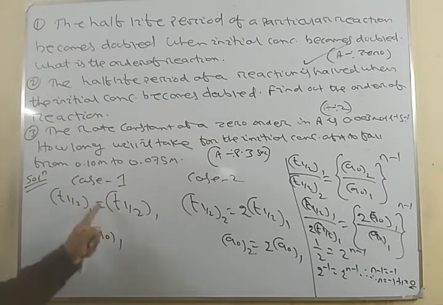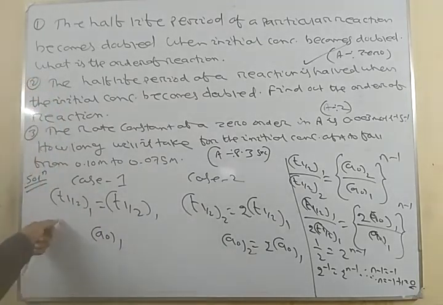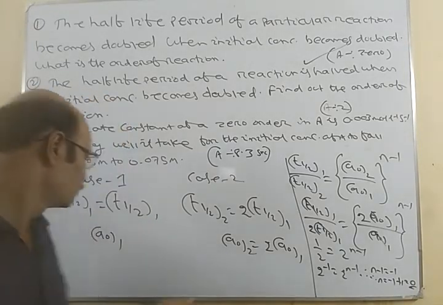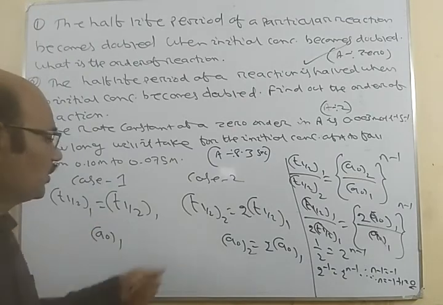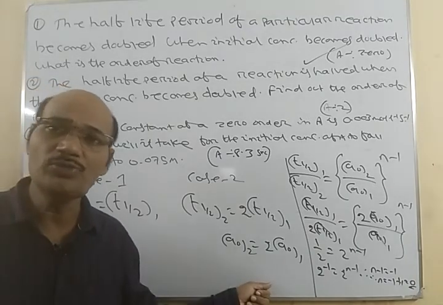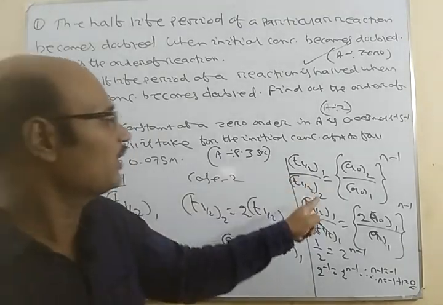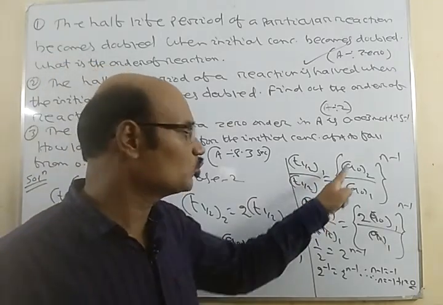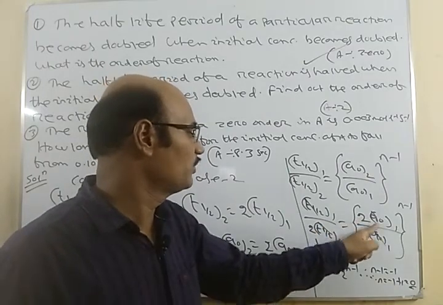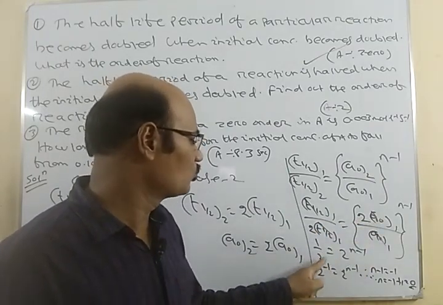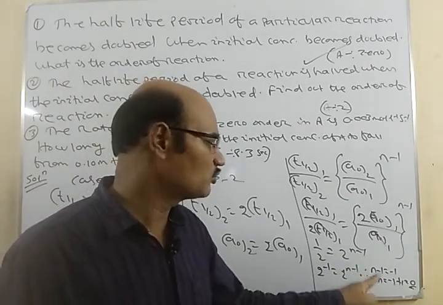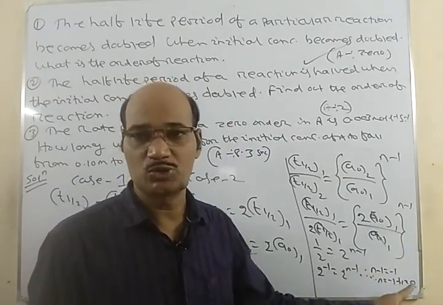So simply we can take the two cases. Case 1, the half-life period given with the initial concentration. Case 2, the half-life period given with the initial concentration. So t half 1, here t half 2 equal to 2 t half 1, here a01, here a02 equal to 2 a01. Now if we put the formula t half 1 by t half 2 equal to a02 by a01 to the power of n minus 1, then t half 1 by 2 t half 1 equal to 2 a01 by a01, which cancels out. We get half equal to 2 power n minus 1, or half I can write as 2 power minus 1, therefore n minus 1 equal to minus 1, that is n equal to minus 1 plus 1 equal to 0.